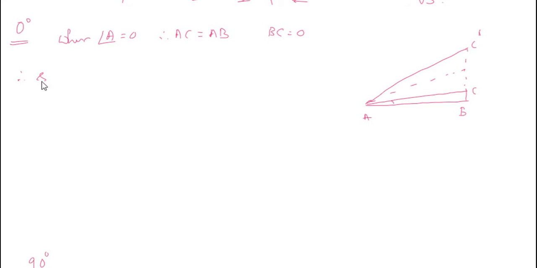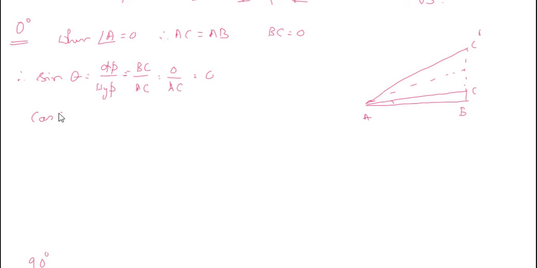Therefore, sine 0, this is the angle sine A tending to 0. It is opposite side by hypotenuse. Opposite side is BC, BC divided by hypotenuse is AC. But BC, when angle A becomes 0, BC will be 0. So it is 0 divided by AC, that is equal to 0. So sine 0 is 0.